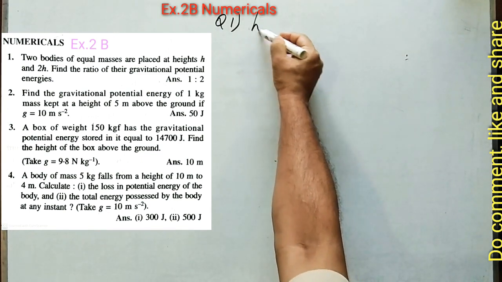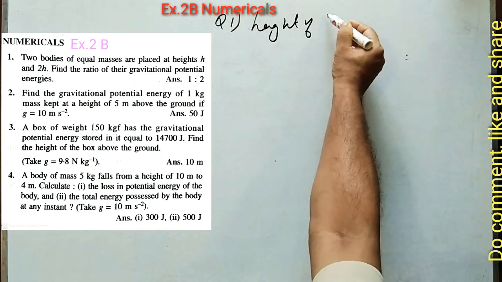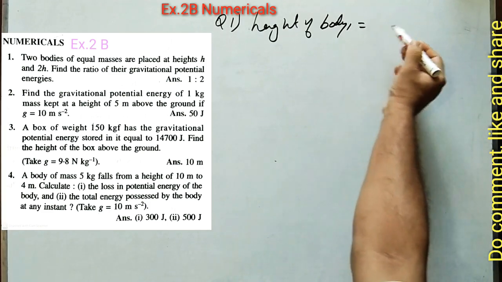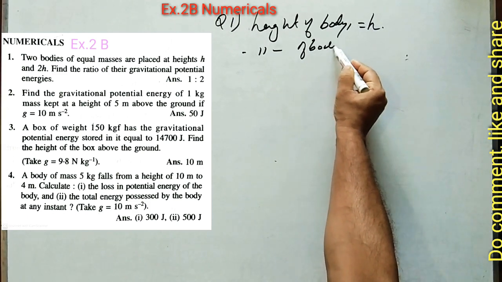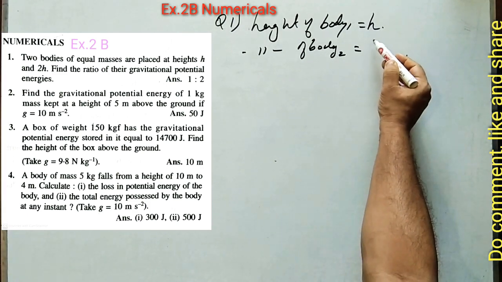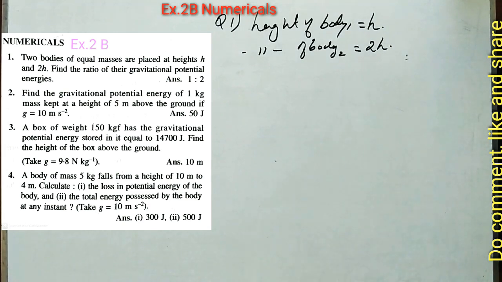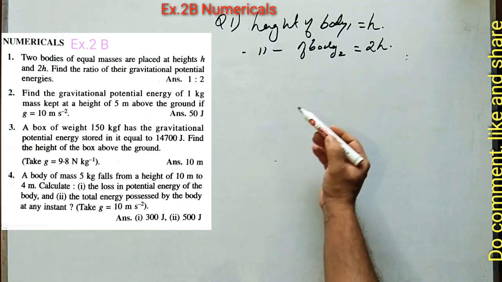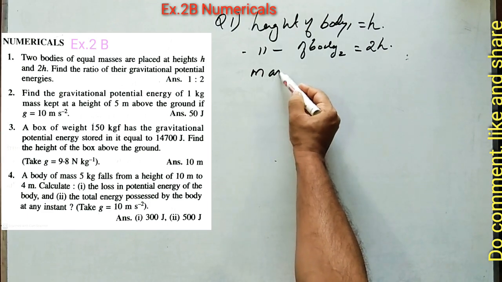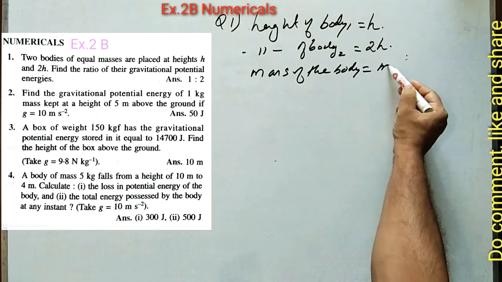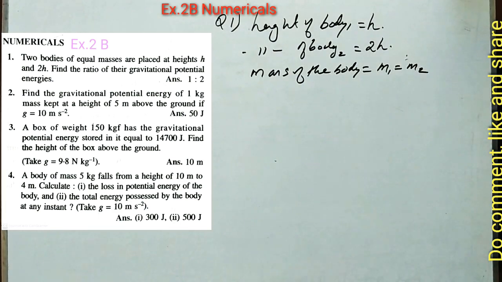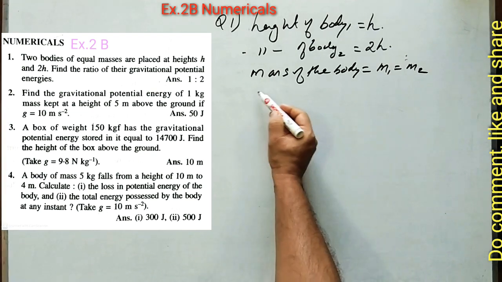So the height of first body I can write, height of body 1, I take it as h, and height of second body number 2, I take it as 2h, as it is given. Clear? Masses being equal, mass of the body m1 is equal to m2. Both are equal. So what you have to calculate here? Find the ratio of their gravitational potential energy.